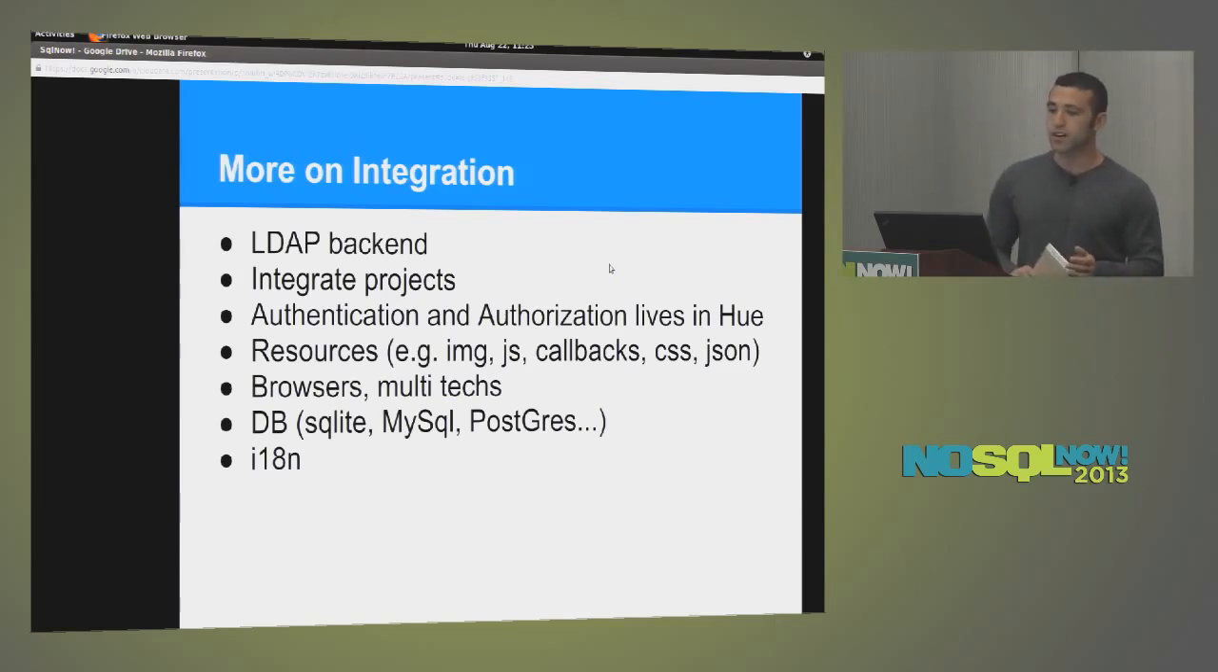So authentication and authorization lives in Hue. What that means is users and groups and how you access apps within Hue all live in Hue. Hue has its own database. And within that database, we have a set of users which you can import from LDAP or some other system, and it'll be managed within Hue.